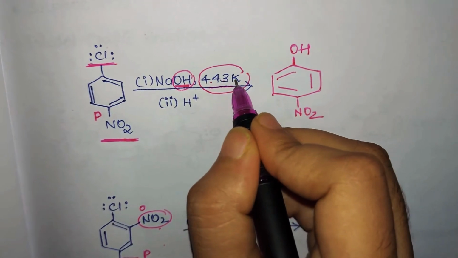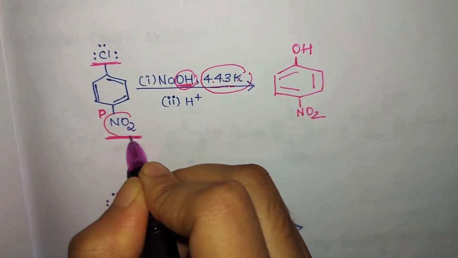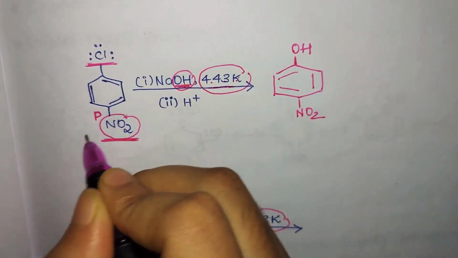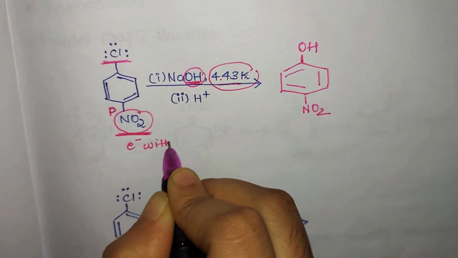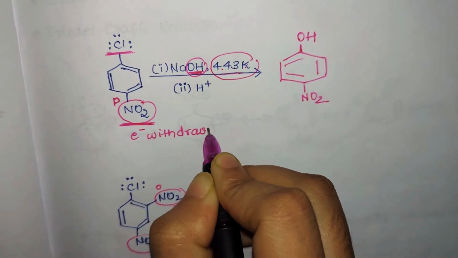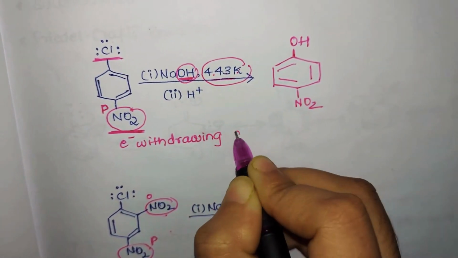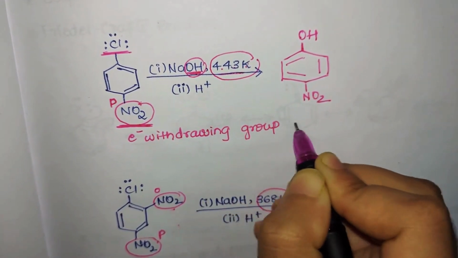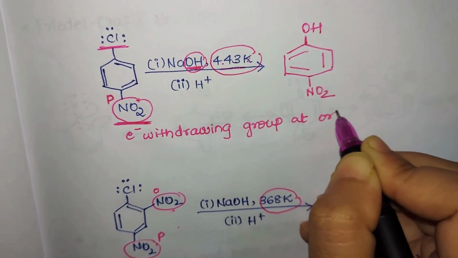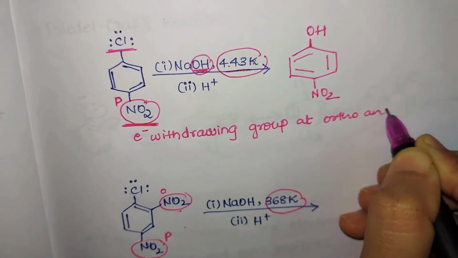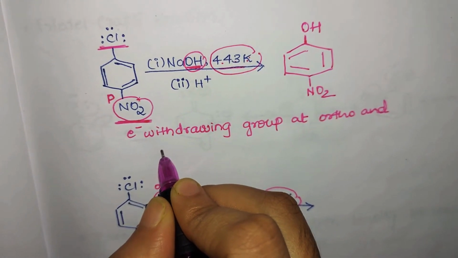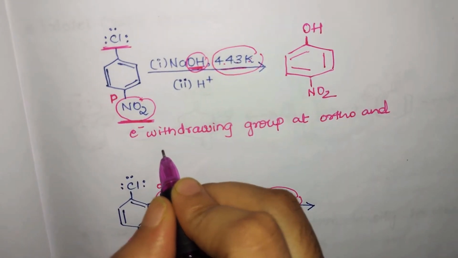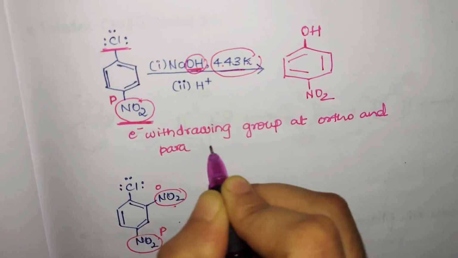So in the first case, the temperature required was 443 Kelvin. Electron withdrawing group was present at para position. What is the work of the electron withdrawing group? When the electron withdrawing group is present, remember the position, it should be present on which positions? Ortho and para positions. Then only it will increase the reactivity. So the presence of the electron withdrawing group at ortho and para positions increases the reactivity.